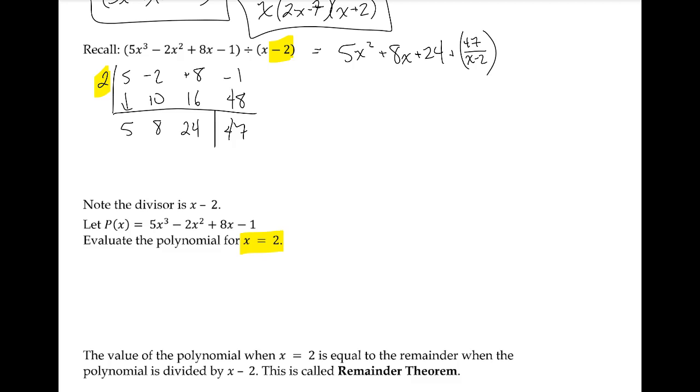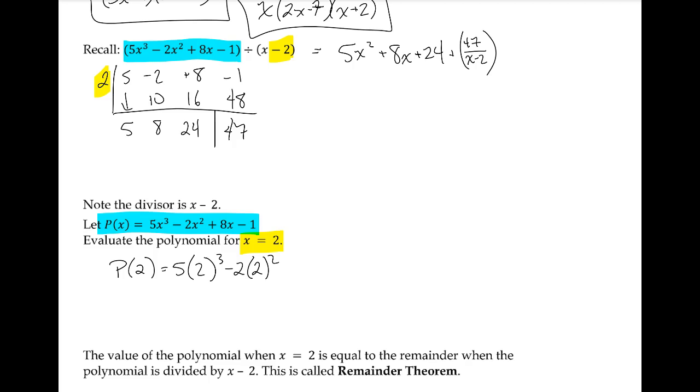Okay, but we're going to plug into our same polynomial and see what happens. If we do this, p of 2 equals 5 times 2 cubed minus 2 squared plus 8 times 2 minus 1. So that's 8 times 5 is 40, minus 4 plus 16 minus 1. That gives me 47. What do you notice from here versus from here?